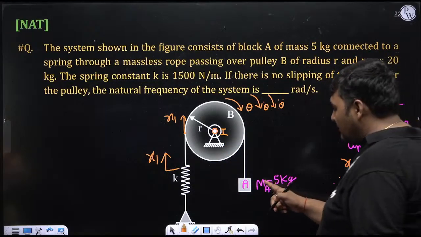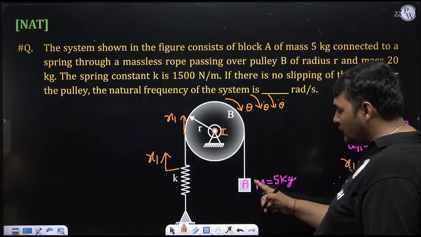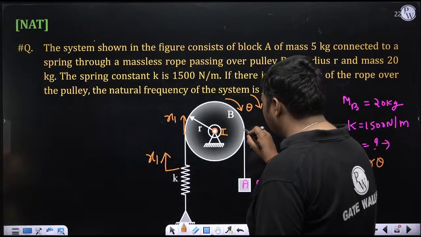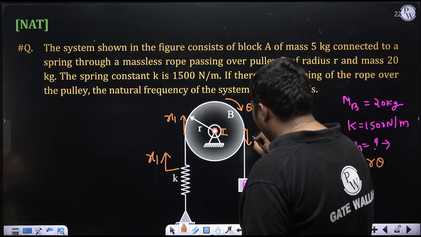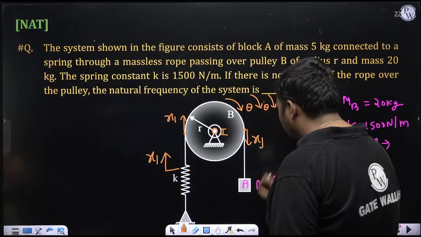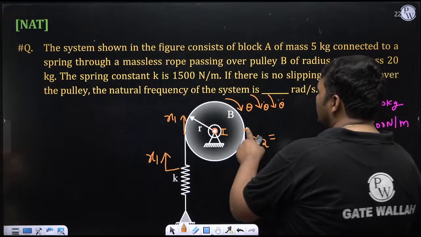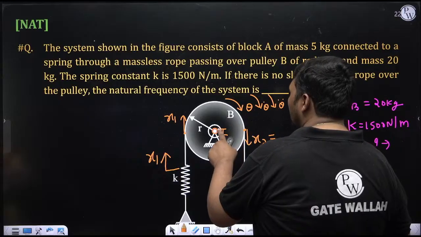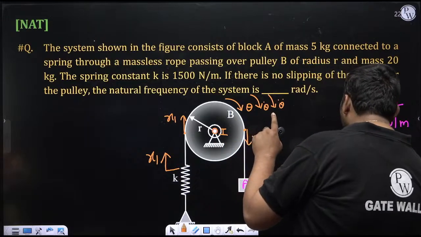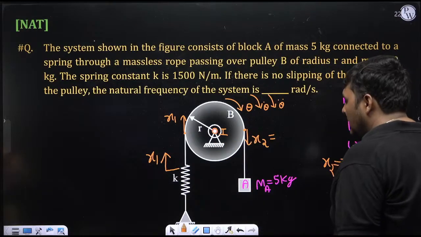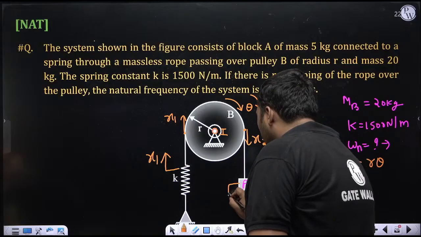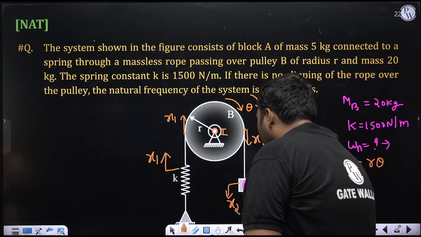Similarly, the mass will translate. If I want to find the displacement of the mass, I find the displacement of this point. If it is rotating clockwise, it will go downward like this, and suppose the displacement of this point is x2. The x2 expression can also be written in terms of theta. The distance of this point from the center is again r, so x2 is also r theta. If the displacement of this point is x2, the displacement of the point mass will also be x2.